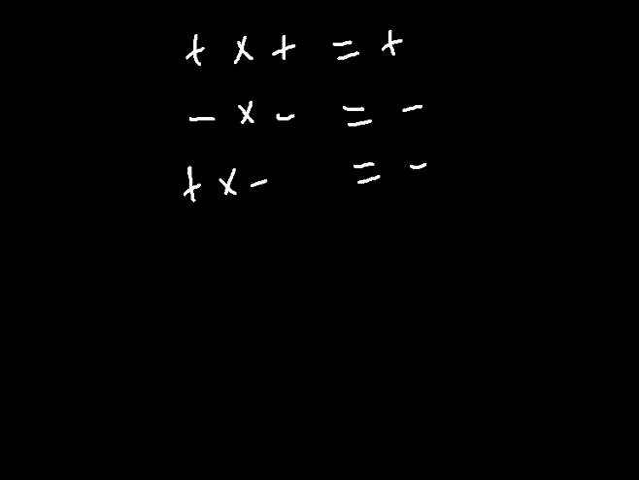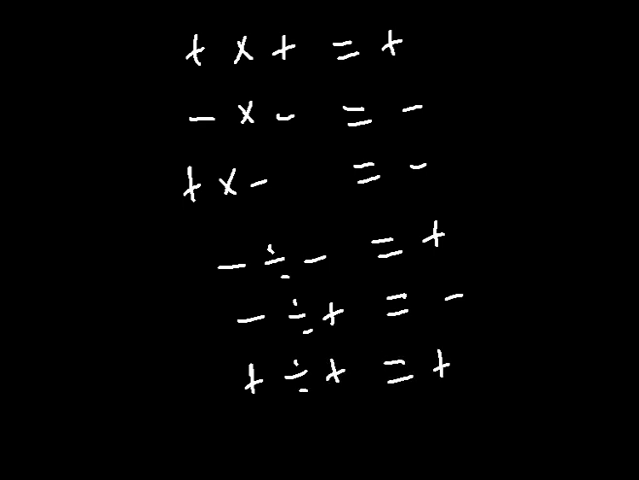So a piece of reminder: a positive number times a positive number, the overall result becomes positive. A negative times a negative, the overall result becomes positive. A positive times a negative becomes negative, no matter the order itself. And also a negative divided by a negative, the overall result becomes positive. A negative divided by a positive, the result becomes negative. And a positive divided by a positive, the result becomes positive as well. So take note of that.